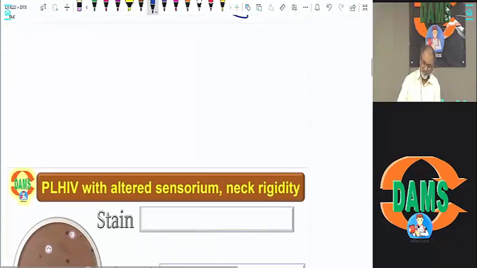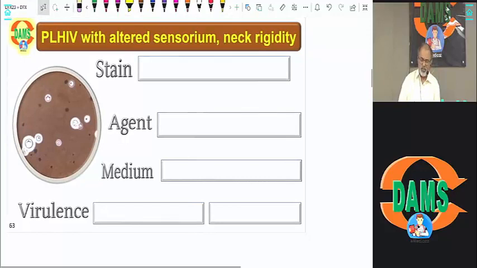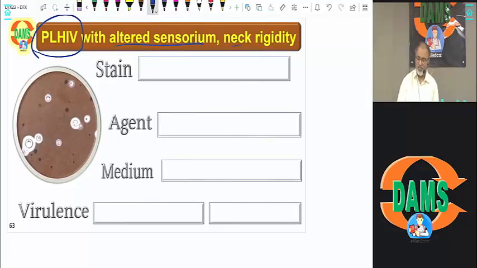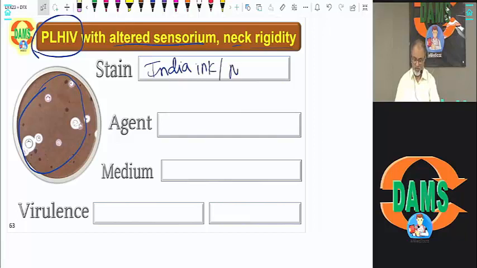Next is, what is PLHIV? People living with HIV and AIDS with altered sensorium, neck rigidity. What is the clinical condition? Meningitis. HIV positive patient with meningitis. What is the stain called? India ink or nigrosin stain. What agent? Budding yeast cell in CSF. Cryptococcus neoformans.